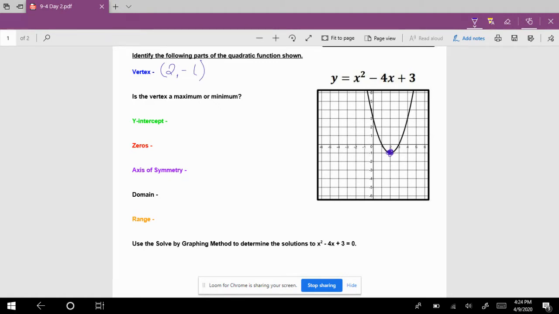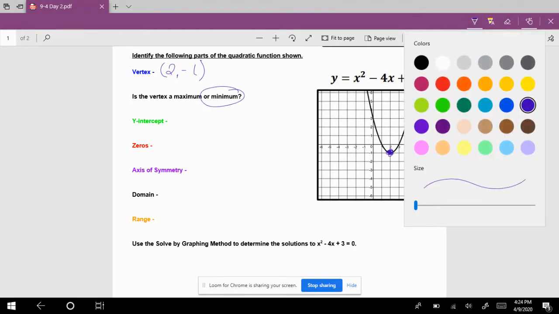Okay, now is that vertex a maximum point or a minimum point? Again, kind of think about a roller coaster that you go on. You start up here at the top and it goes down, down, down. You get to the bottom and now you're going back up. So that coordinate point is the minimum point. That's the lowest that you're going to go.